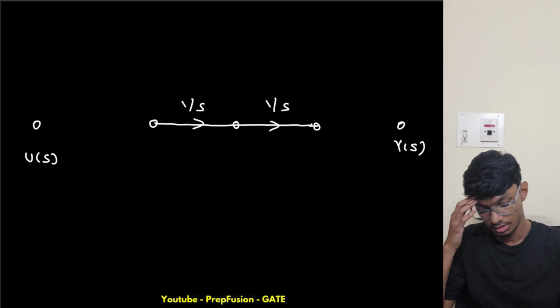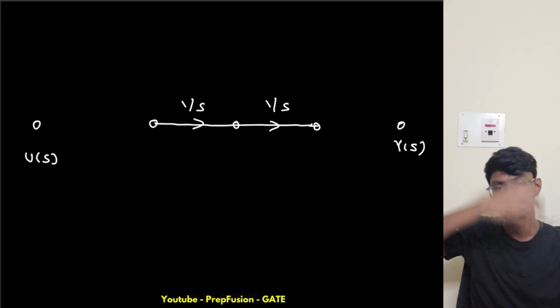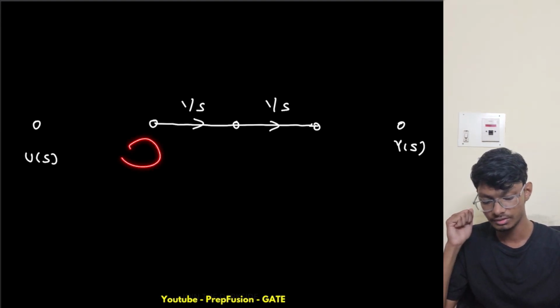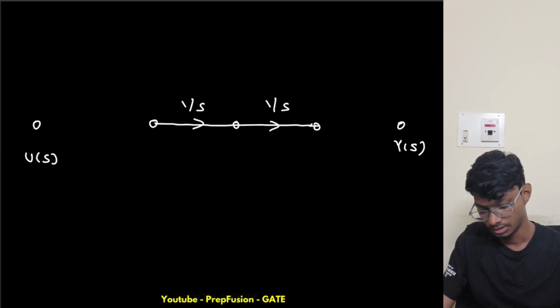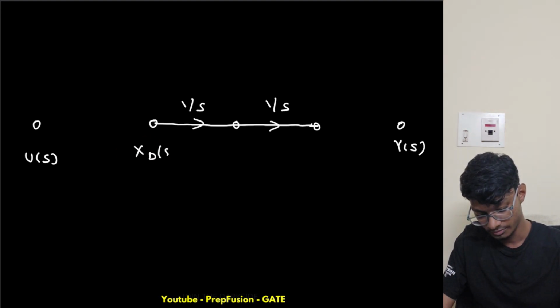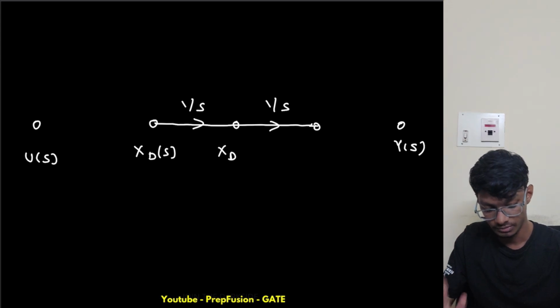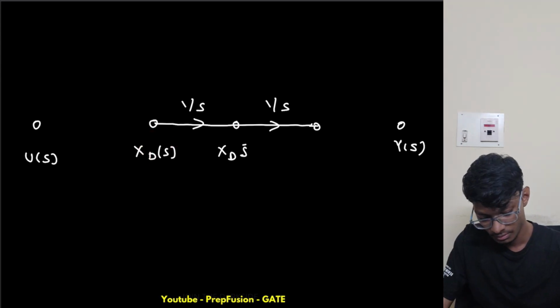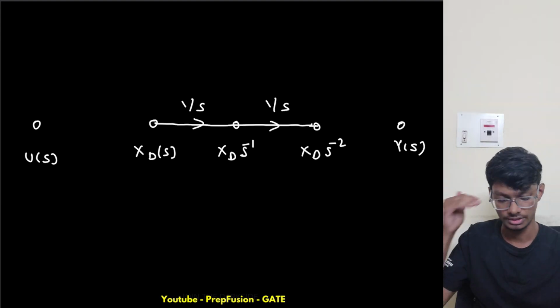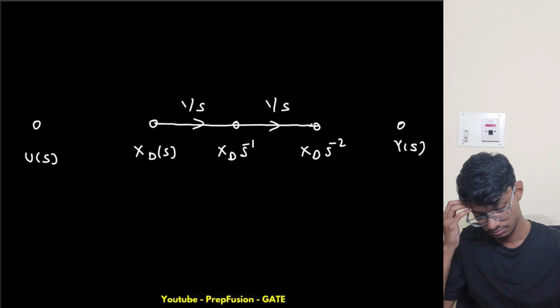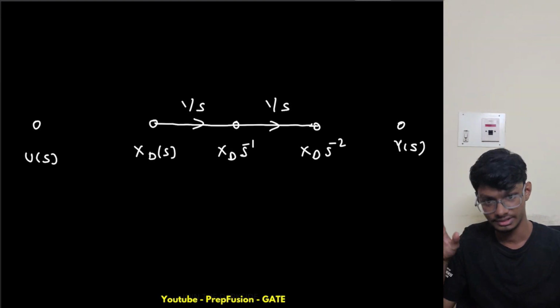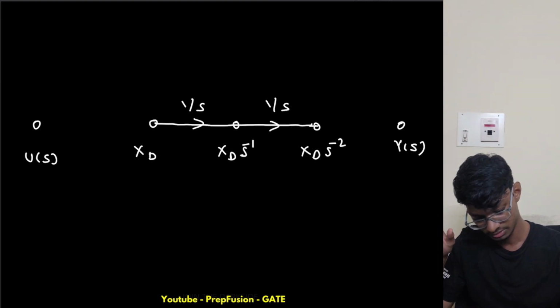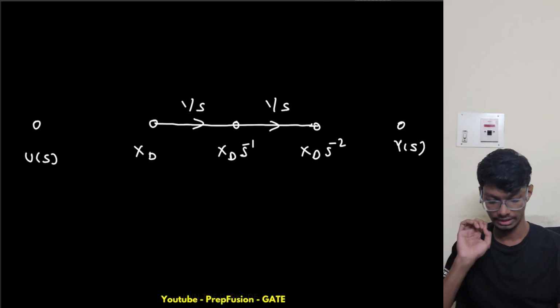Now I will assume my dummy state variable. My dummy state variable will be here on the left hand side. So this will be my xd of s, and what will this point be? This will be 1 by s inverse times xd of s, so s inverse xd of s. This will be s raised to the power minus 2 xd of s. Let me not write xd of s, so you will not get confused. So this is what I have until now.